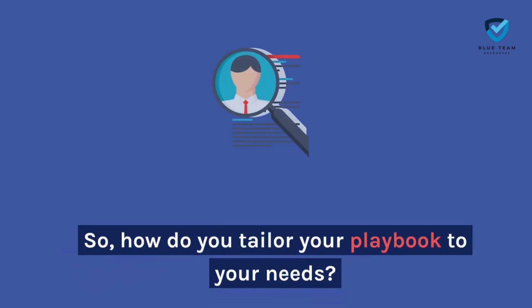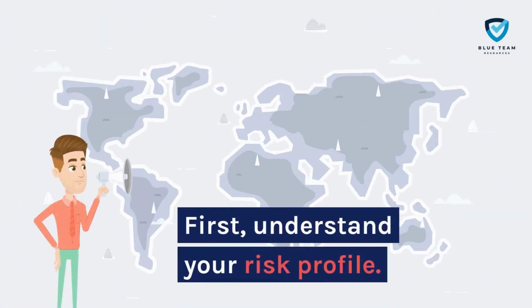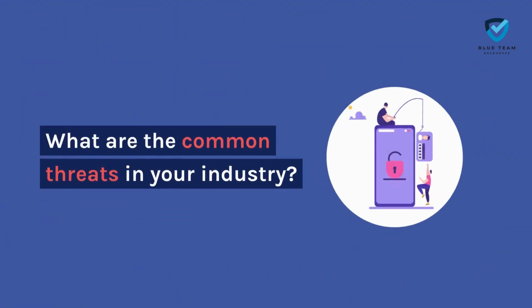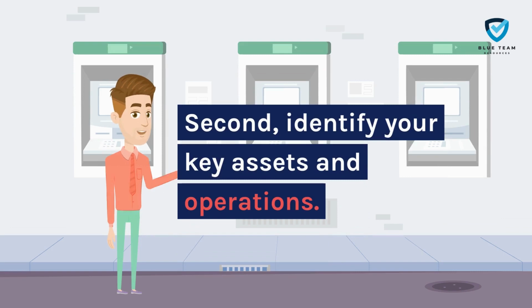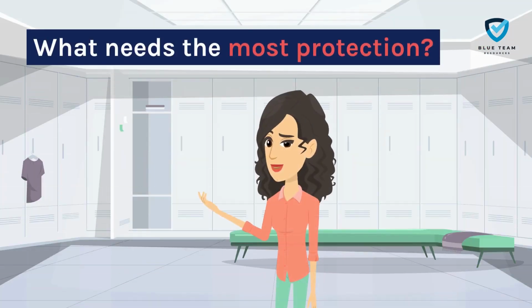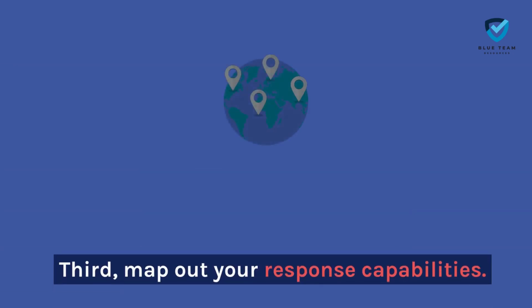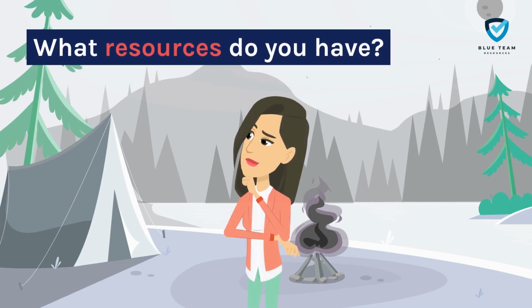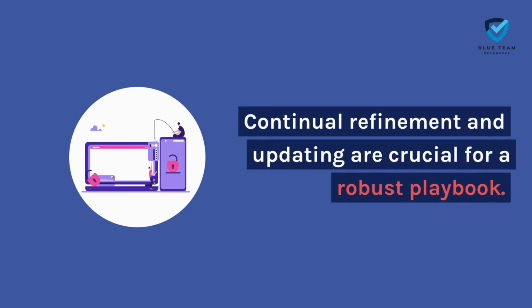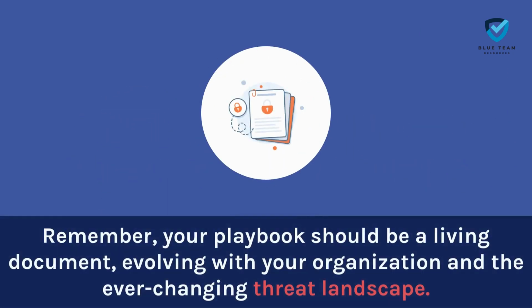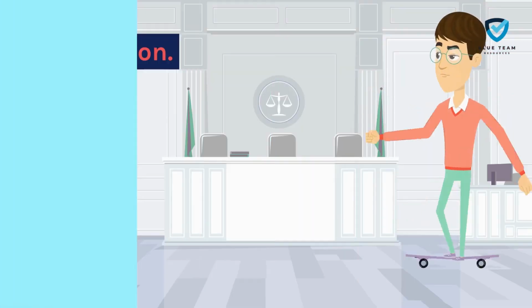So, how do you tailor your playbook to your needs? First, understand your risk profile. What are the common threats in your industry? What is the size of your digital footprint? Second, identify your key assets and operations. What needs the most protection? Third, map out your response capabilities. What resources do you have? Lastly, integrate lessons learned from past incidents. Continual refinement and updating are crucial for a robust playbook. Remember, your playbook should be a living document, evolving with your organization and the ever-changing threat landscape.